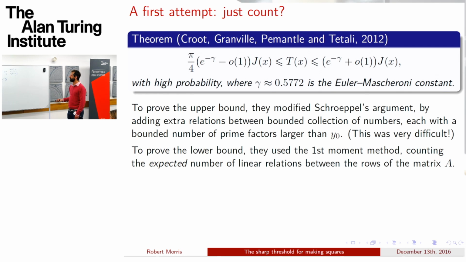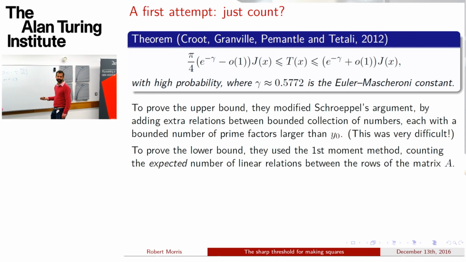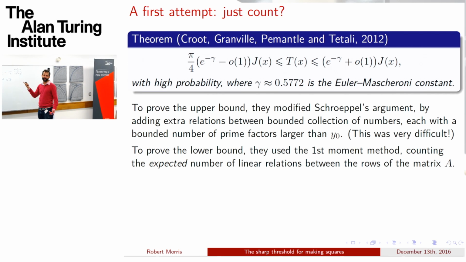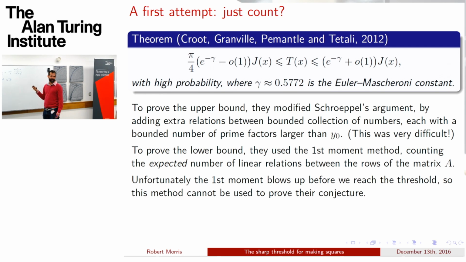argument. On the other hand, for the lower bound, they just used the first moment method. So they counted the expected number of linear relations, again using these deep results from number theory, and showed that if t of x is just a little bit smaller, then that's small. So an obvious first approach to try and prove the upper bound is to say, well, maybe they just didn't count this cleverly enough. Maybe we can just do some better counting, use the first moment method, and prove the upper bound. And this does not work. So the first moment really does blow up. I don't know if it blows up exactly at this point, but it definitely blows up before you get to e to the minus gamma.